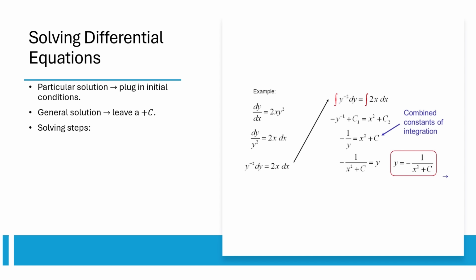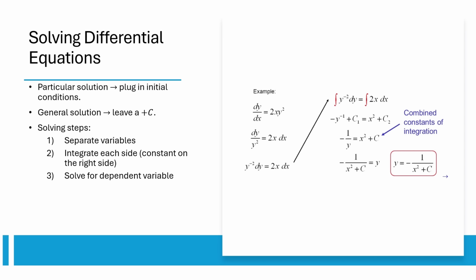There are 4 steps to solving differential equations. First, you separate the variables, usually dy and dx or dy and dt. Then you integrate each side. You only need to add the constant of integration on the right side because you can just treat it as the constant on the right minus the constant on the left. After you do this, you solve for the dependent variable. And then if the question asks for a particular solution, you have to plug in your initial conditions to solve for that constant.